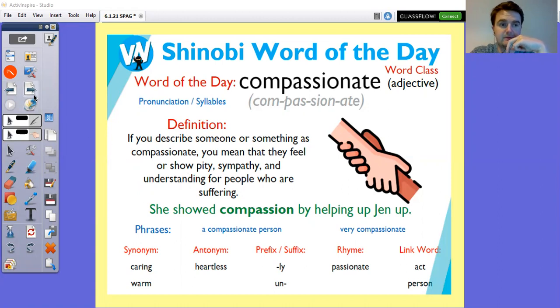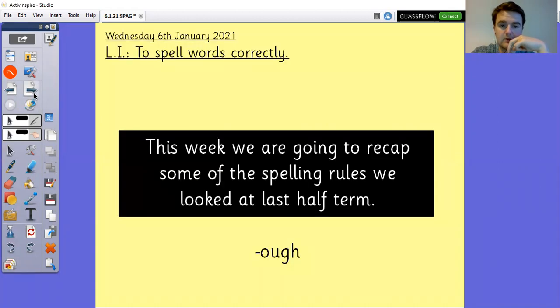Now on to SPAG for today. So this week we're going to be recapping some of the spelling rules that we looked at last half term, whether it's words from the year 5 and 6 spelling list, or whether it is some of the letter strings that we looked at. Today we're looking at the letter string O-U-G-H. Now we know that that can make an oo sound, or it can make an off sound, or it can make an uff sound. So depending on what word it is, depends on that sound that it can make.